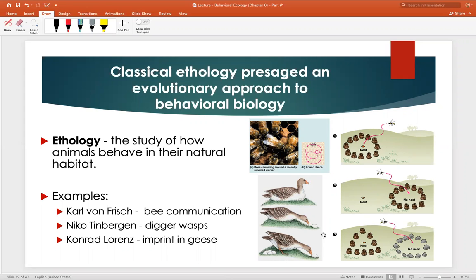If we begin with our first example, looking at Carl von Frisch and bee communication, what we observe in this particular example is von Frisch's Nobel Prize-winning research on honeybees and what they refer to as the waggle dance behavior. This would be later coined as dance language.